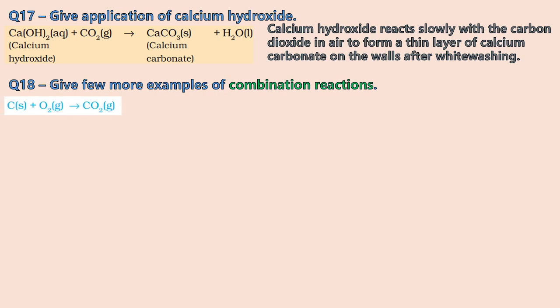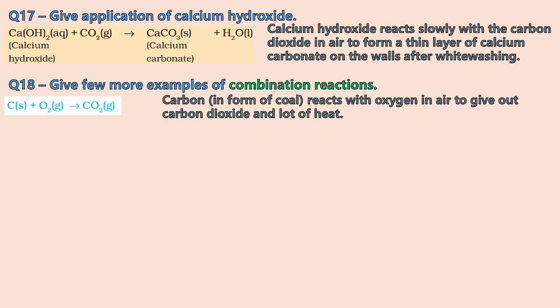See, C is carbon, O2 is oxygen. The carbon combines with oxygen, and when you make them react, it will give out carbon dioxide, CO2, plus a lot of heat. Carbon in the form of coal reacts with oxygen in air to give out carbon dioxide when they are burned together, and a lot of heat. And this heat is used for steam engines, etc.